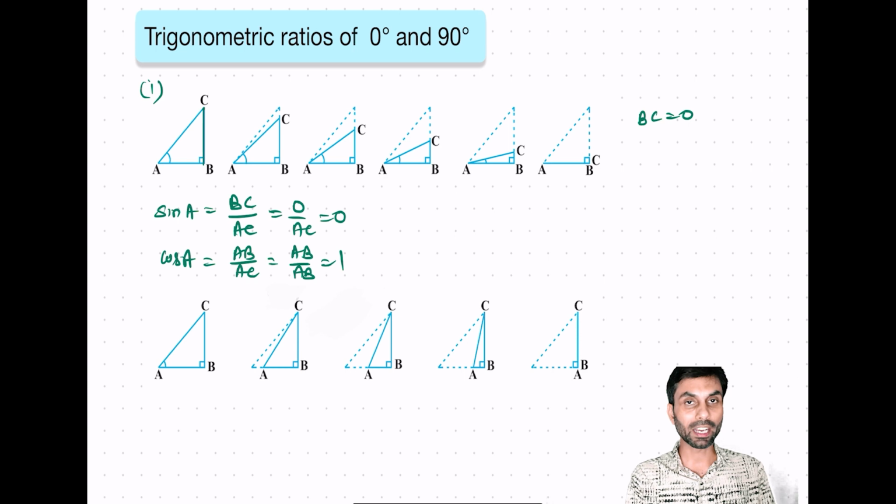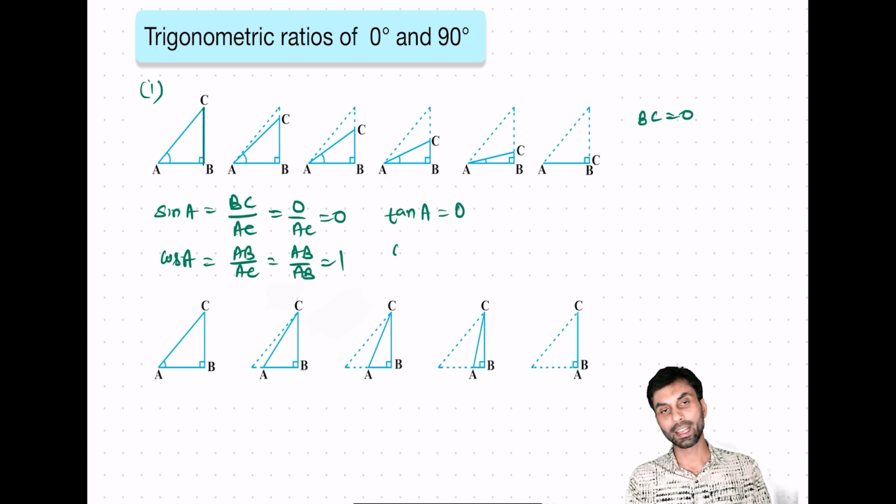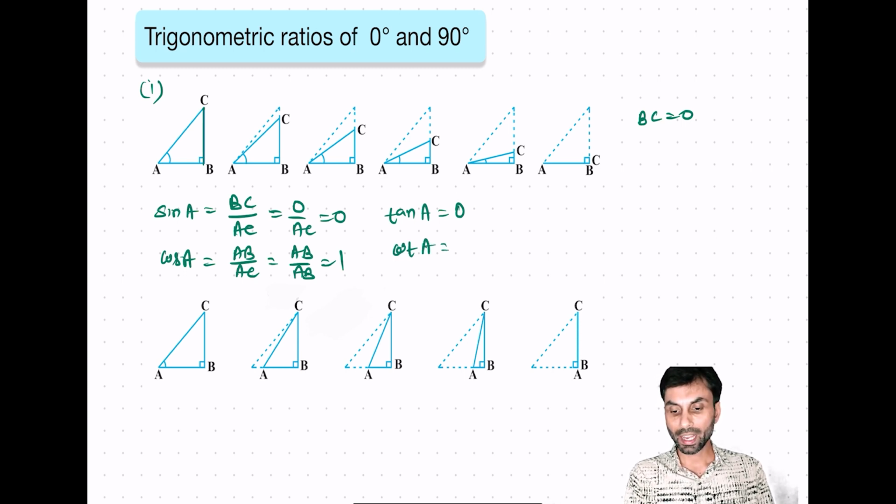In a similar way we can find the values of the other trigonometric ratios also, and on solving we get tan A, that means tan 0, equal to 0, that is opposite upon adjacent. Cot A will be adjacent upon opposite, so 0 will be the denominator, and it will be not defined. Then sec A is the reciprocal of cos A, which will be 1, and the reciprocal of sin A is cosec A, whose value also will be not defined.